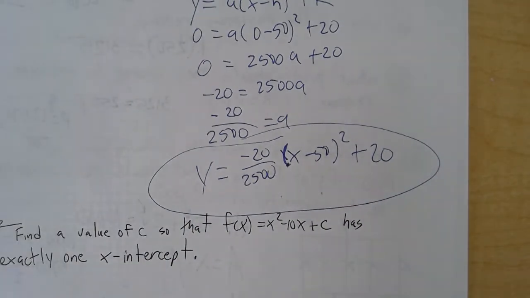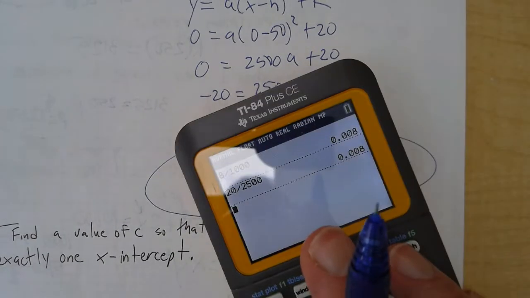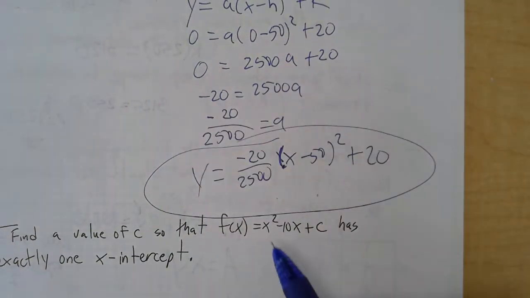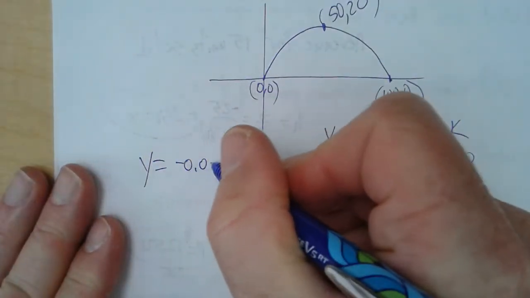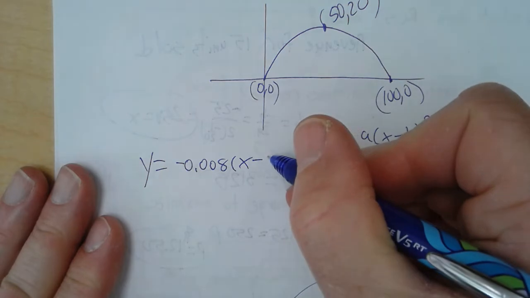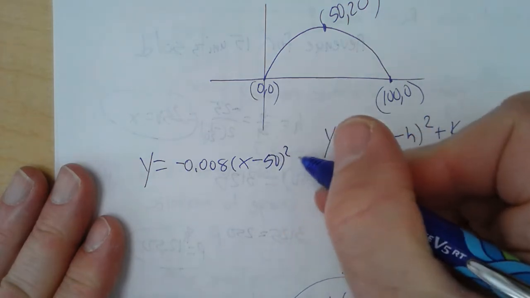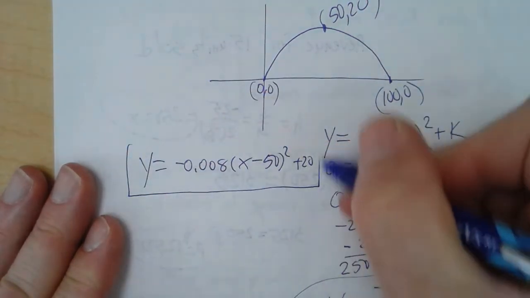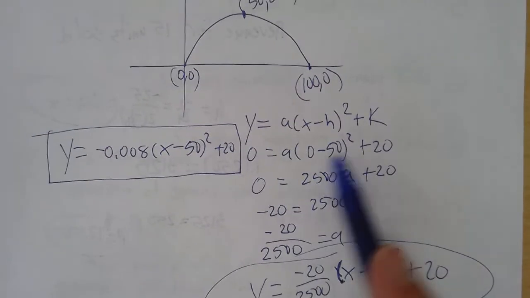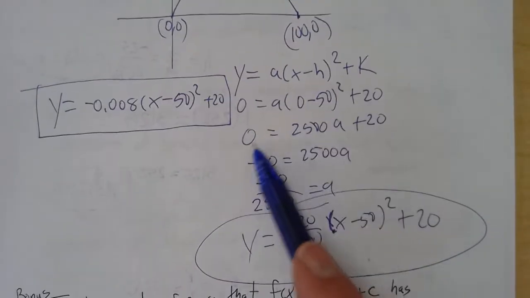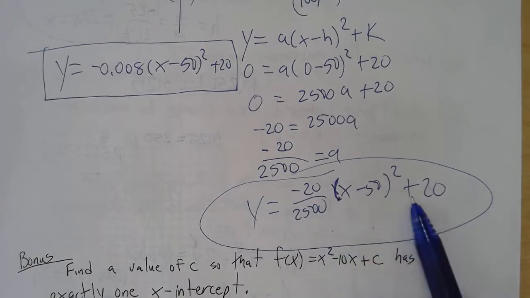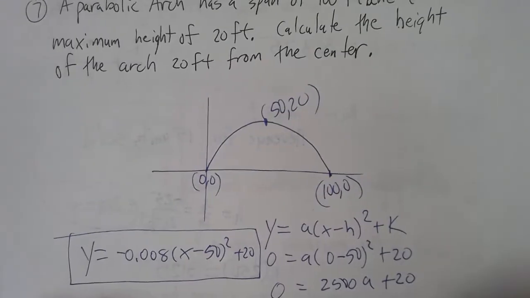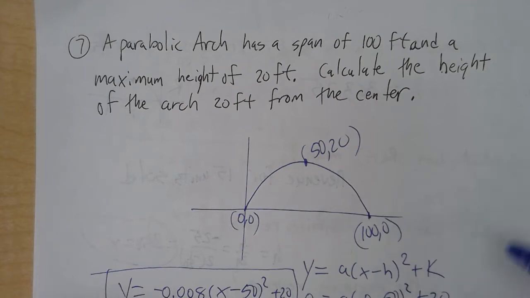All right. So if you wanted to, you could use negative 0.008. So there's my h and k. So my equation is y is equal to negative 0.008 times (x minus 50) squared plus 20. So we have the equation, put in the h and k and the x and y, and I solve for a: subtract the 20, divide. Yes, there it is.